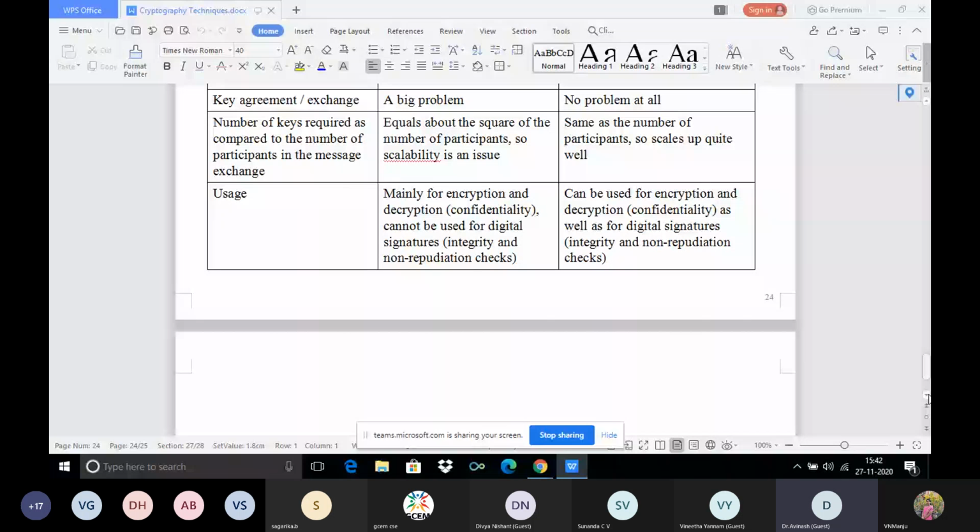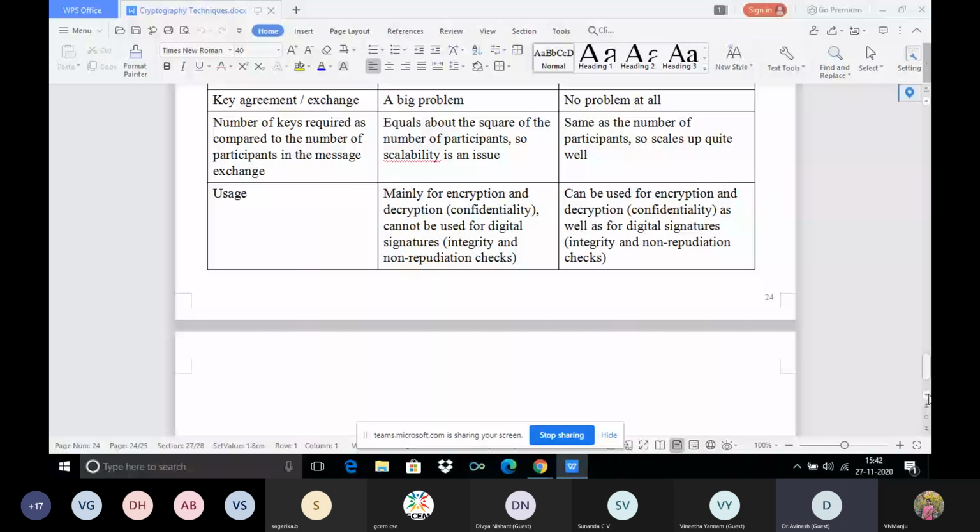So we generally prefer the symmetric key cryptography technique, because it is mainly concerned with encryption and decryption, that is confidentiality, but it cannot be used for digital signatures. For example, in the case of integrity and non-repudiation checks. Integrity means whether the content of the message which has been sent from the sender to the receiver has been altered or not. So that becomes the integrity.